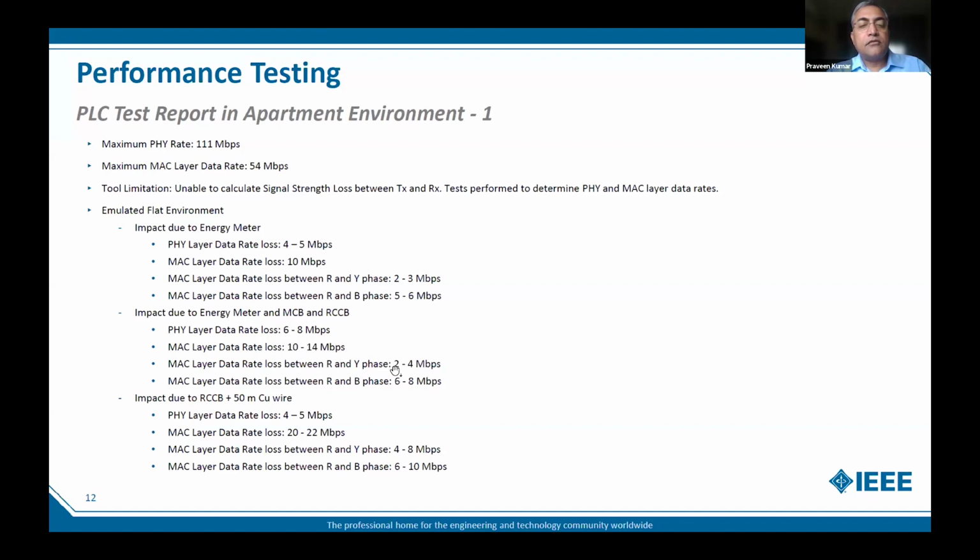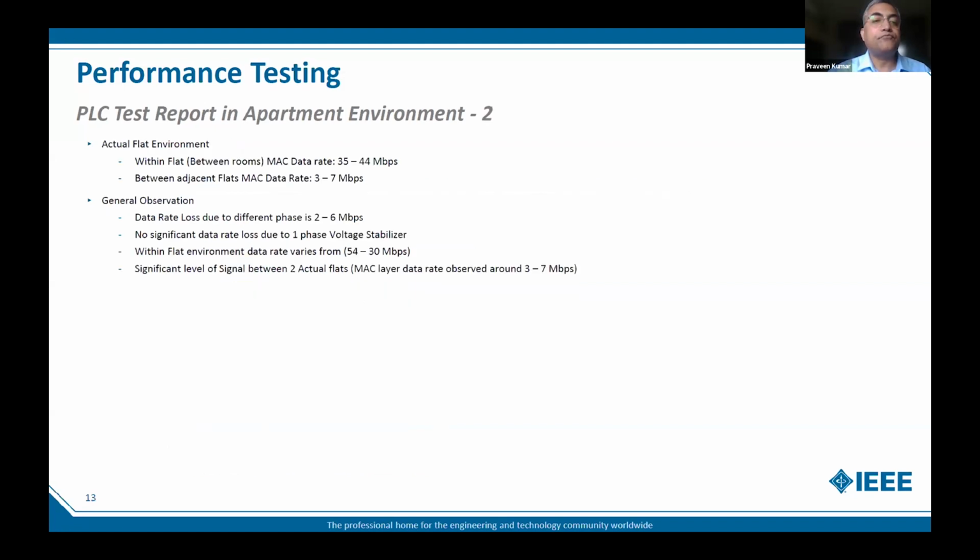We can understand that with R and Y and R and B, R and B is a little further, since R and Y are mostly adjacent. So there was a further loss when we tested the data exchange between R and B. But yes, we were able to transmit data on R and receive on B. Those things we wanted to test, and we saw that it supports and works in such an environment.